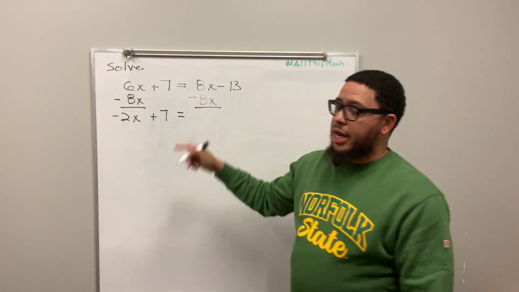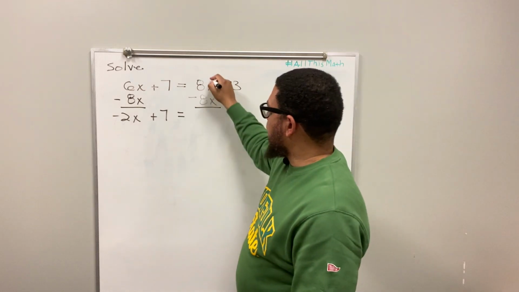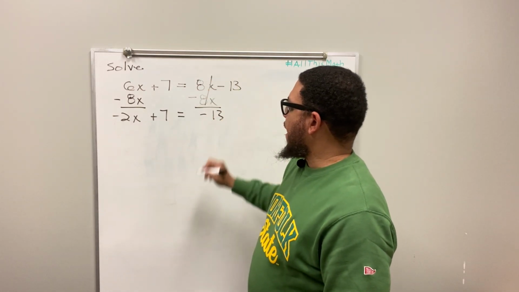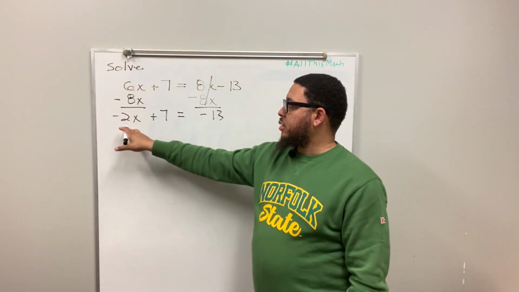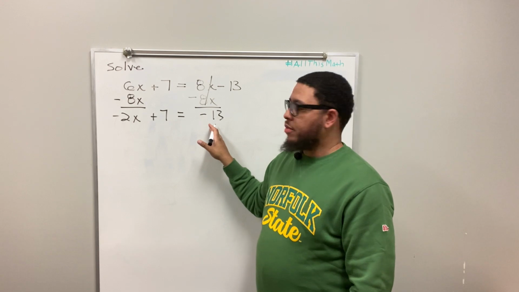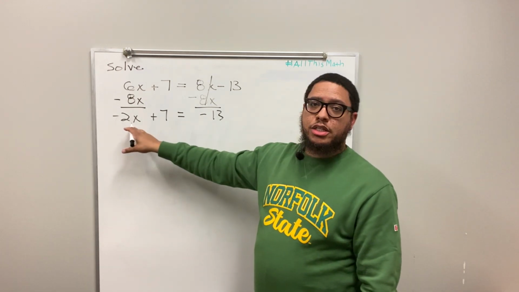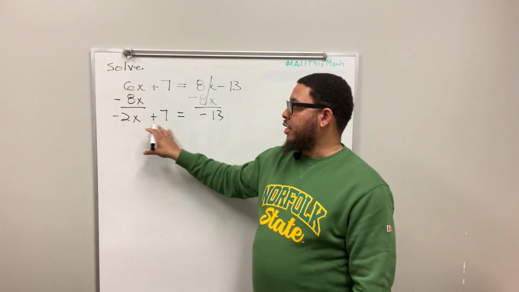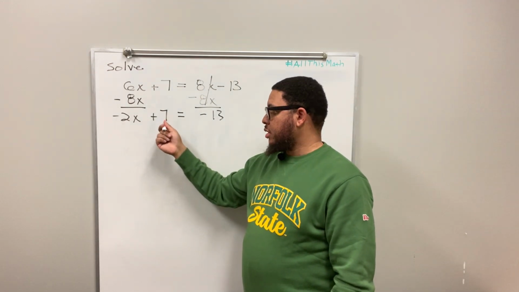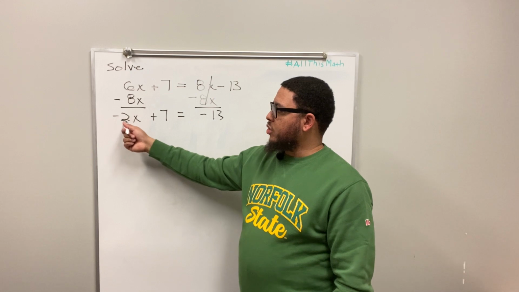Now, 8x minus 8x, I got rid of that. That becomes 0. That was the purpose. Then I got negative 13, right? So I got negative 2x plus 7 equals negative 13, right? Now I'm getting closer to having x by itself on one side of the equation. Now, I want to get rid of this. I have to get rid of this 7, and I have to get rid of this negative 2.